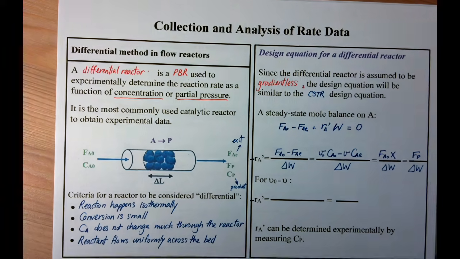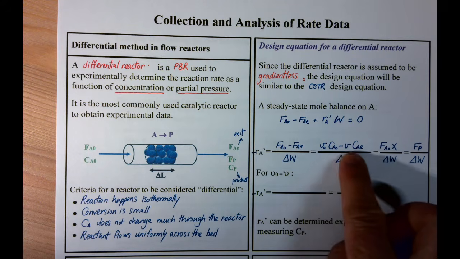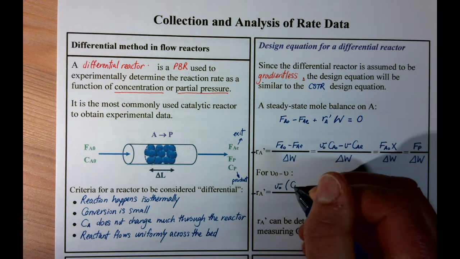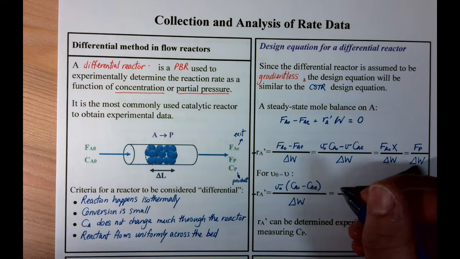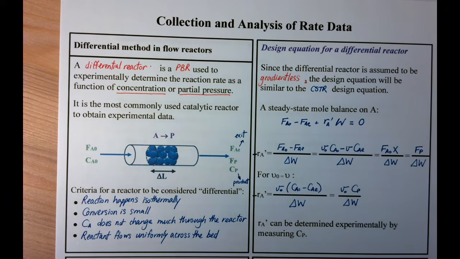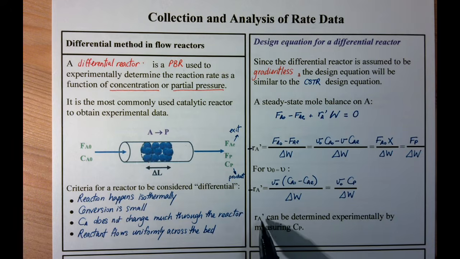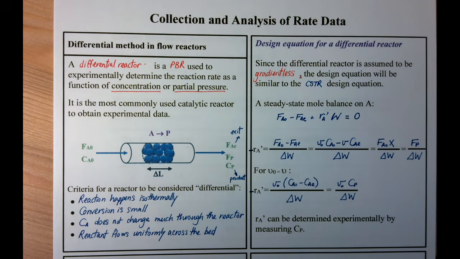Okay, now if the volumetric flow rate doesn't change, if there's no change in volume, then this expression here will just be V naught times CA naught minus CA at the exit divided by delta W, and this is the same as V naught times CP divided by delta W. So experimentally, we can determine the rate of formation of A by just measuring the concentration of the product at the exit, knowing how much catalyst weight we have in the reactor, and knowing what volumetric flow rate we're feeding to the reactor.